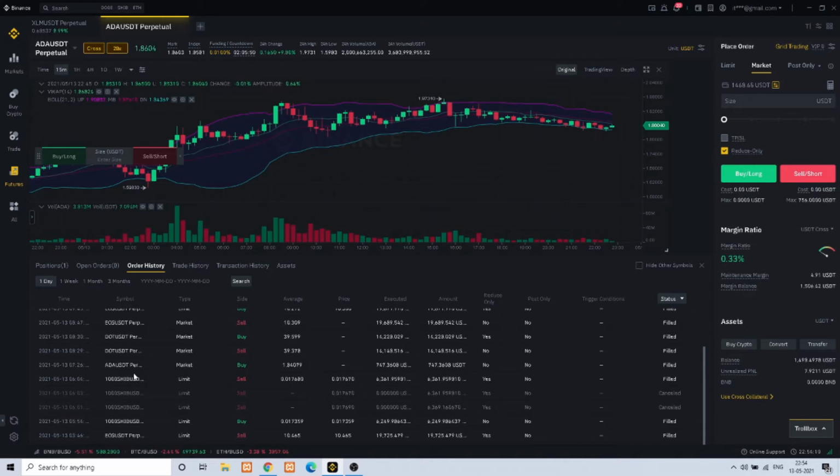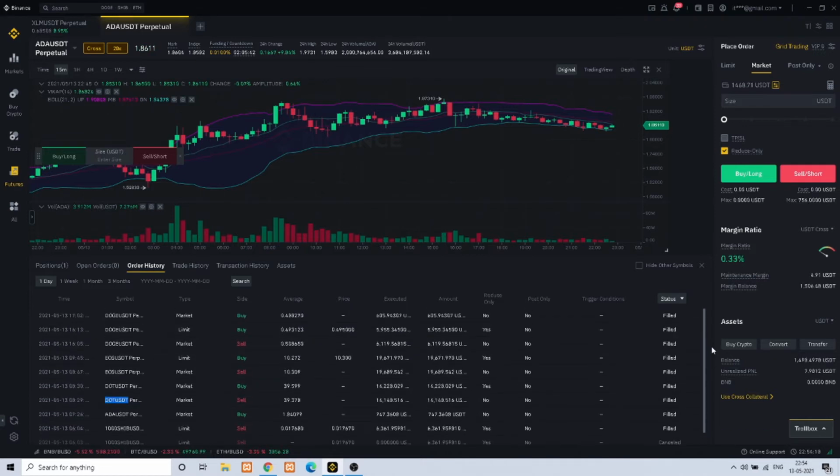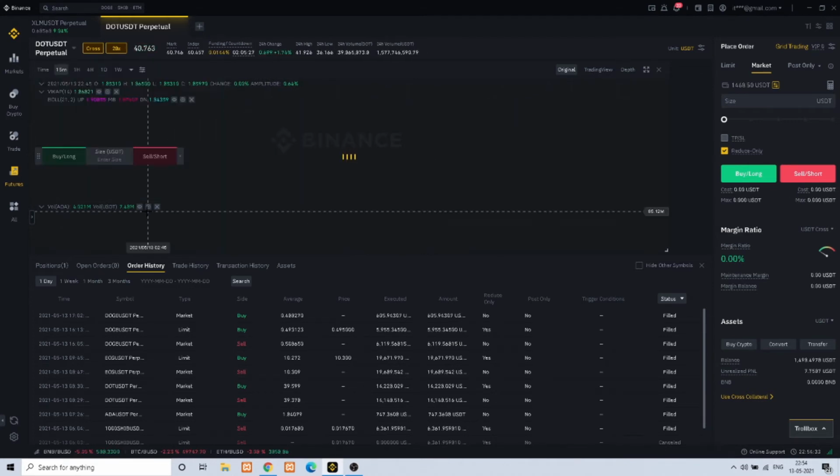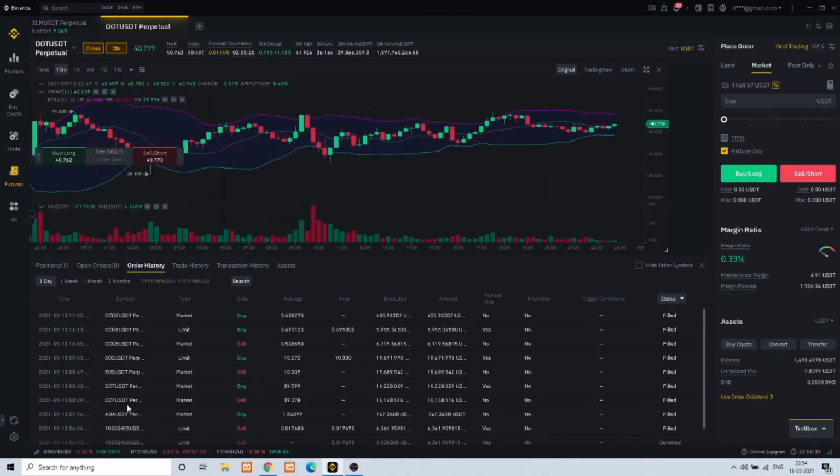Then you have a DOT setup. So this was a DOT trade. Let's see how this went. This was a pretty choppy one, right? So where we sold it, let me pull up the DOT chart. Polkadot. All right, so this is Polkadot.